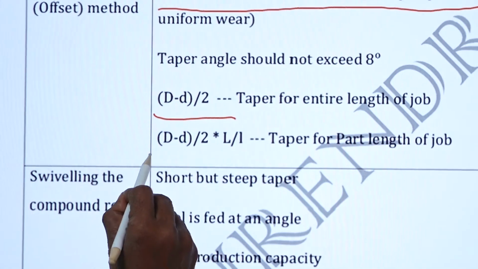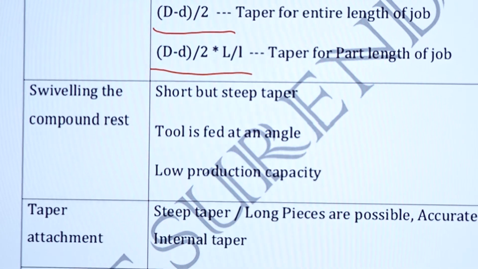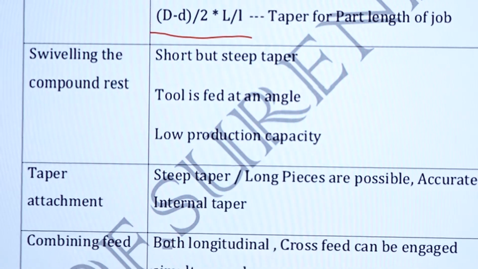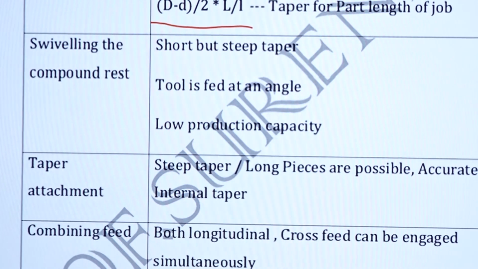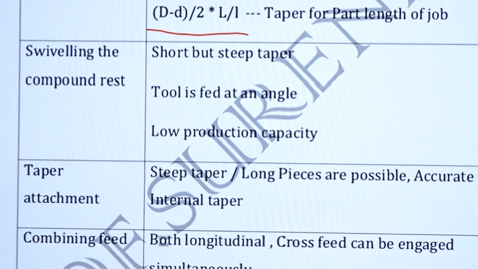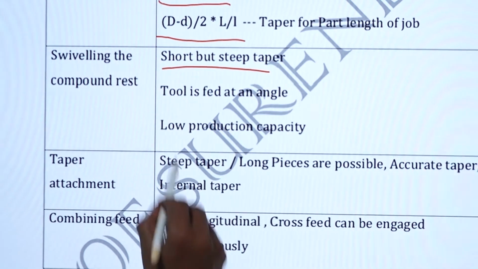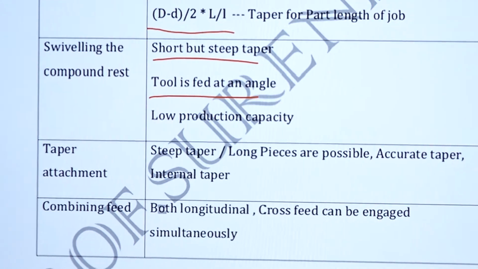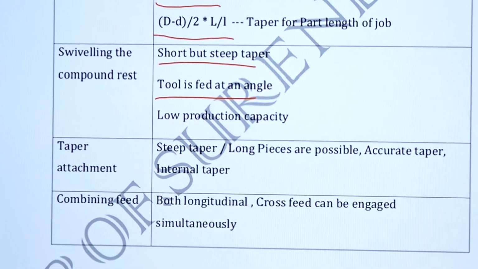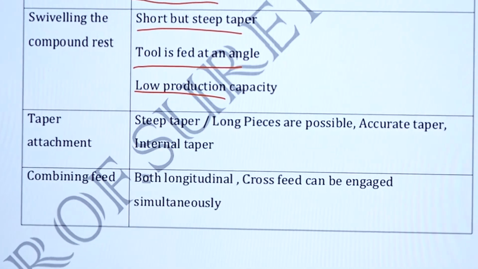Taper for the part length, (D minus d) by 2 into capital L by small l. Well, capital L is the full length, small l is the part length. Next we are going to discuss the swiveling over the compound rest method. Here a short but steep taper can be produced. The tool is fed at an angle. This is for low production capacity.